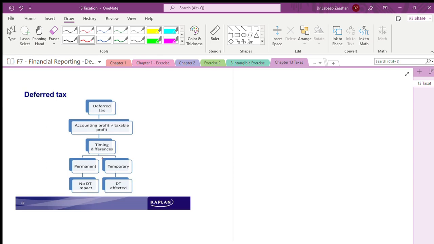Why temporary difference is that important is that when there is a temporary difference, the deferred tax will get affected. For a permanent difference, nothing will happen. That is the reason they will not ask anything on permanent difference. They will only ask on temporary difference.